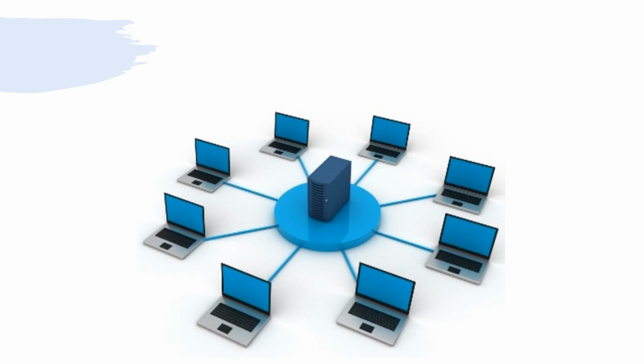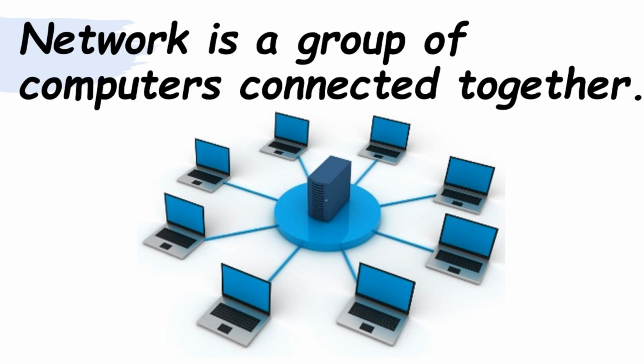So, these laptops are connected to each other because this is a network. In a network, every part is connected with each other. Like in this picture, these laptops can share their information and their documents easily because they are in one network. So, the definition, please read it again. Network is a group of computers connected together.